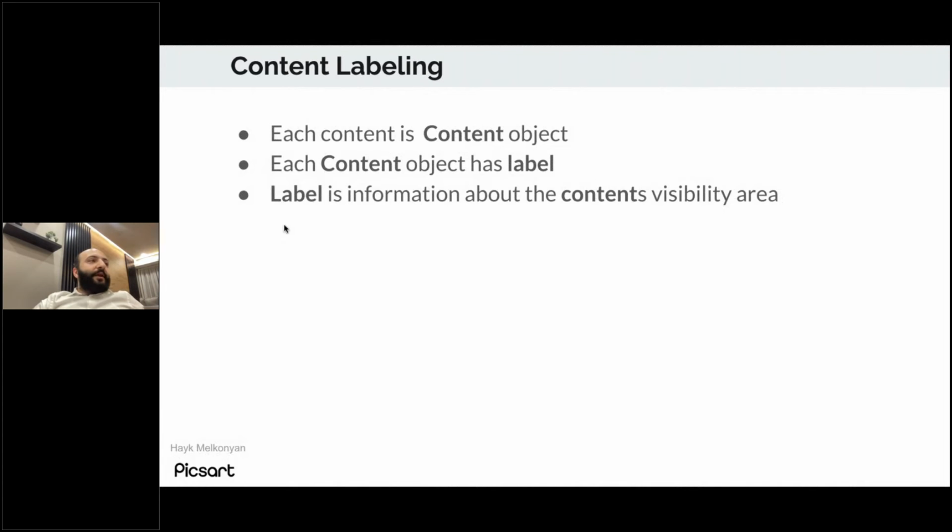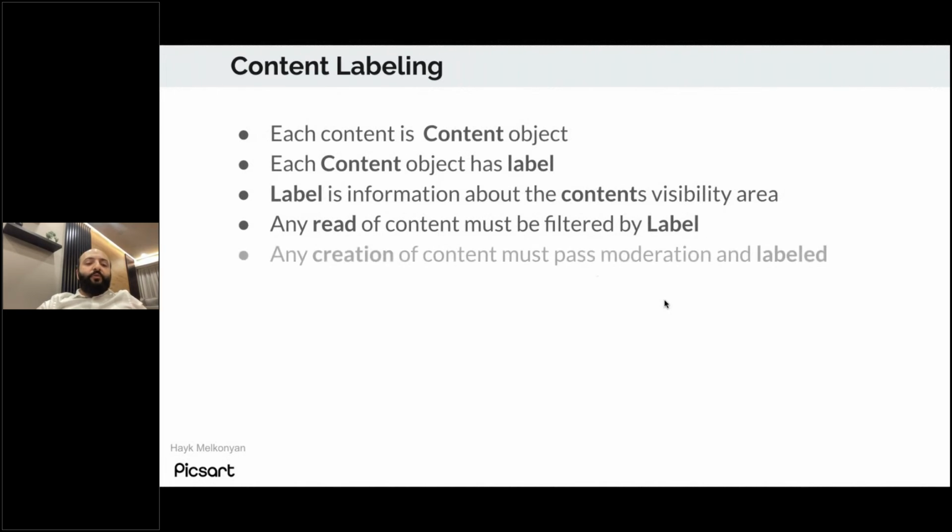And this label must be on each content: a comment must have a label, a username must have a label, photos must have a label. And every time you read content that you need to show to your user, you need to filter it by label. The filtering can be done by AI, or if you have set up the label, it can even be done without AI. But when you create some content, you need to pass it through moderation and label it.